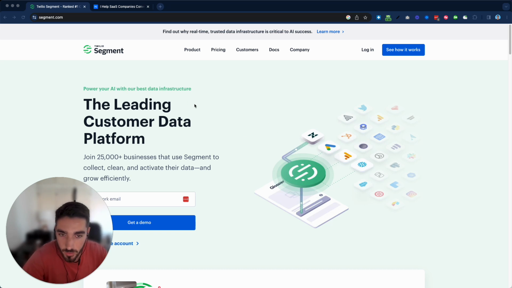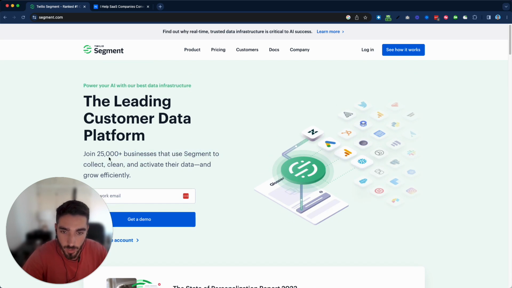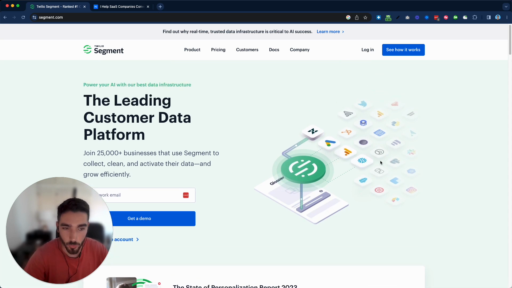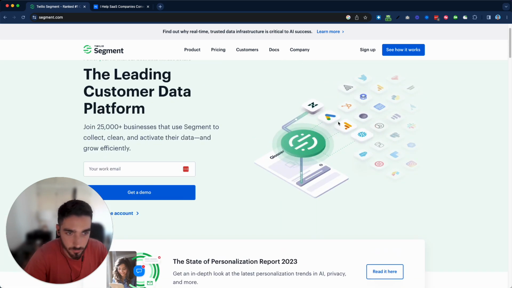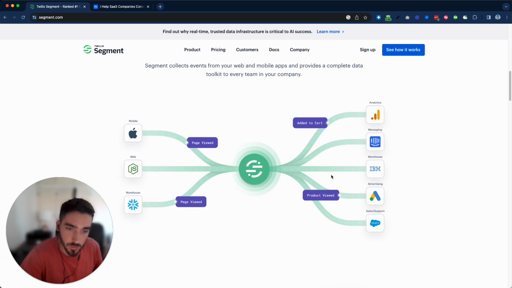So they just say "the leading customer data platform." That doesn't mean that much. They have 25,000+ businesses using it. That's okay. They show the integrations right away because of the nature of the product. It is useful to know the inputs that I can give it and the output that I can get, which at least provides some sort of glimpse of what it does. But since this is a tool that is going to aggregate all your data, I need to clearly understand what type of data I can give it and what type of insights I can get out of it, right?